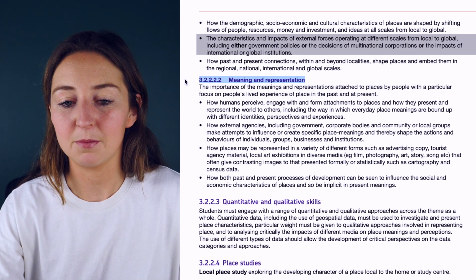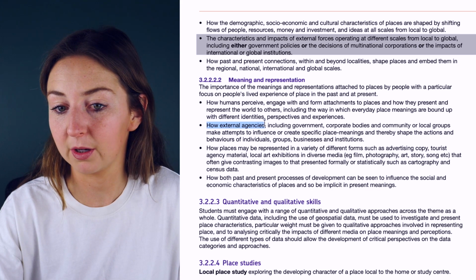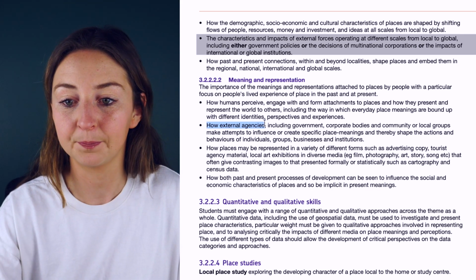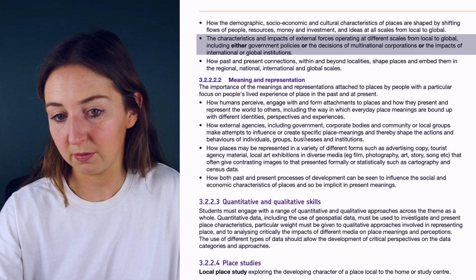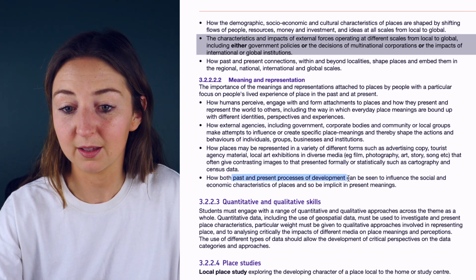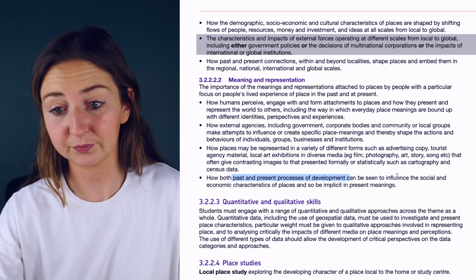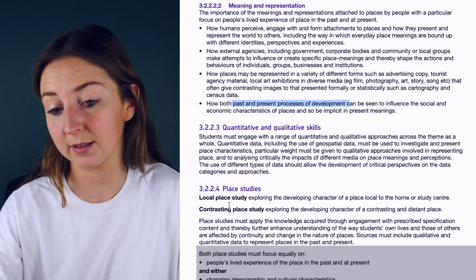And they have had 20 markers on these before. So for example, they've had a 20 marker on how external agencies can create specific place meanings. So what I almost would do with this is for each bullet point, think of a 20 marker. I think this has almost been a 20 marker as well. So think how you could answer a 20 marker on each one of those as a tip.